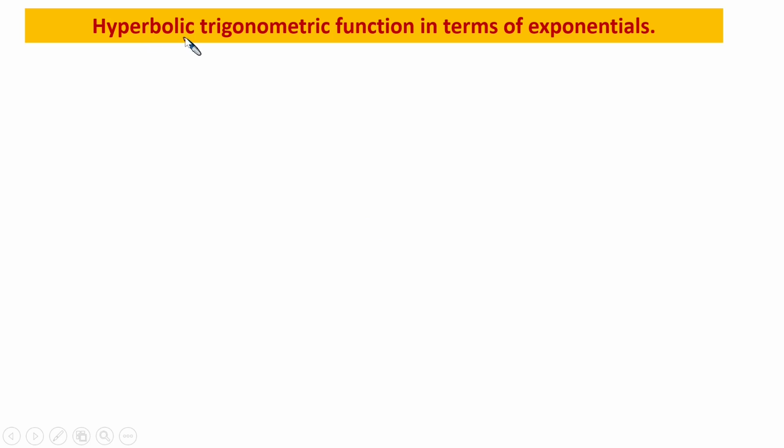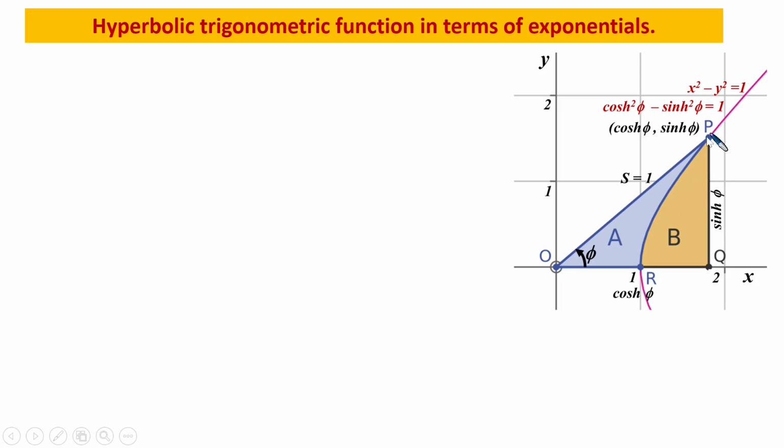Now we will discuss hyperbolic trigonometric functions, which can be expressed in terms of exponentials. In this figure I have shown the hyperbola, and this angle is phi, this base is cos hyperbolic phi, and this opposite side is sin hyperbolic phi. This is the point P, with x coordinate cos hyperbolic phi and y coordinate sin hyperbolic phi, and the hyperbola equation is x square minus y square equal to 1. In terms of hyperbolic functions, this is cos hyperbolic square phi minus sin hyperbolic square phi equal to 1. Now how do we find these hyperbolic functions in terms of exponentials? Here we write area A, which is the area of A plus B, this full triangle, minus this orange region, the area of B.